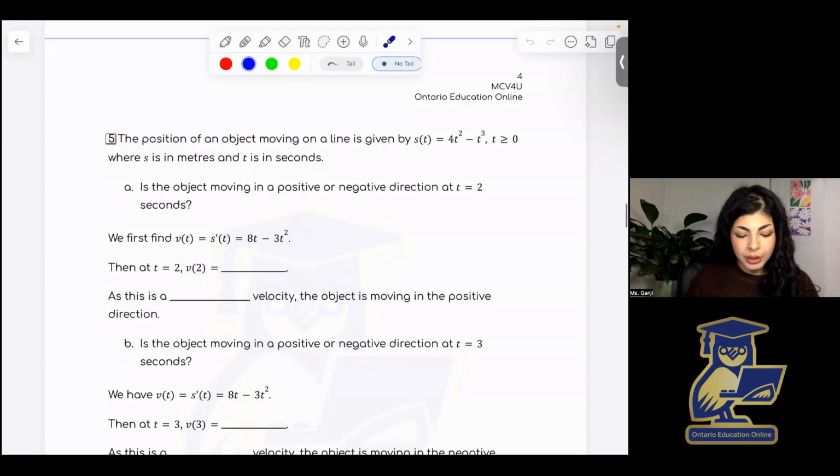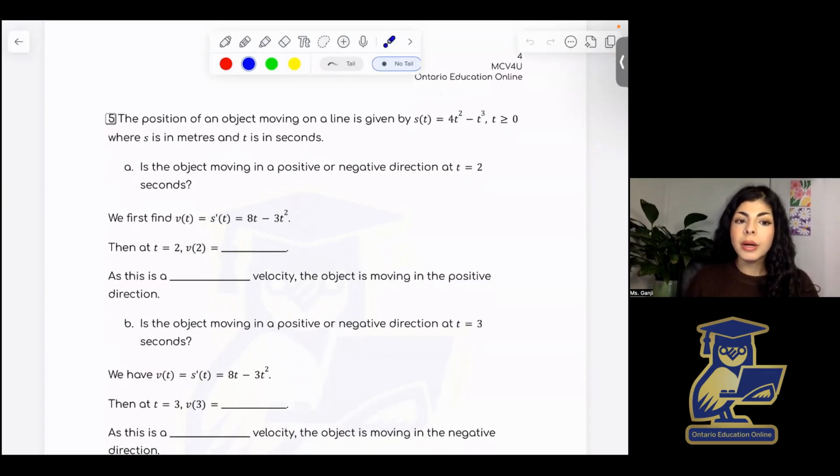So we're asked first, is the object moving in a positive or negative direction at t equals 2 seconds? To find that, we're going to find the velocity. So v of t, which is equal to s prime of t, our derivative, is, and I'm just using the power rule and the sum rule, or the difference rule here because it's a negative. So here we get 8t from 4t squared, and t cubed is just 3t squared.